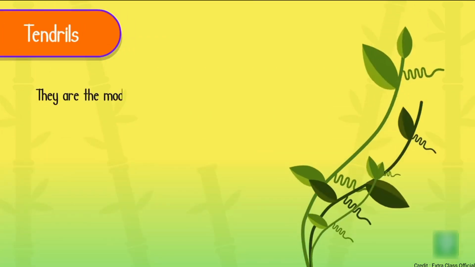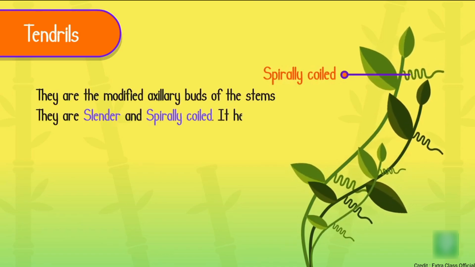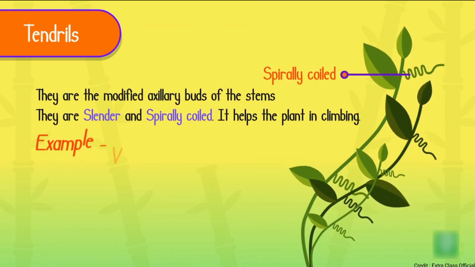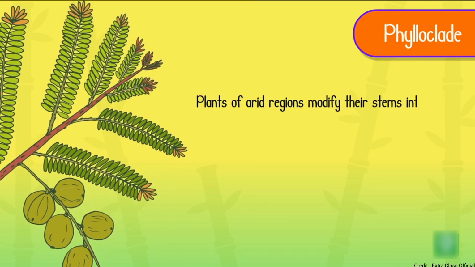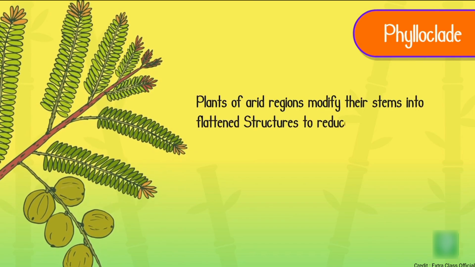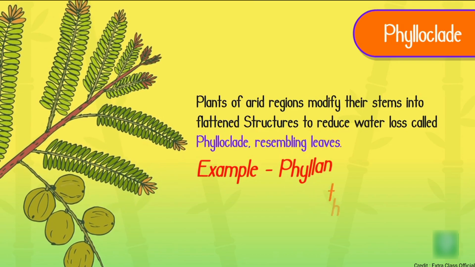Tendrils. They are the modified axillary buds of the stems. They are slender and spirally coiled. It helps the plants in climbing. Example: Vitis. Phylloclade. Plants of arid regions modify their stems into flattened structures to reduce water loss, called phylloclade, resembling leaves. Example: Phyllanthus.